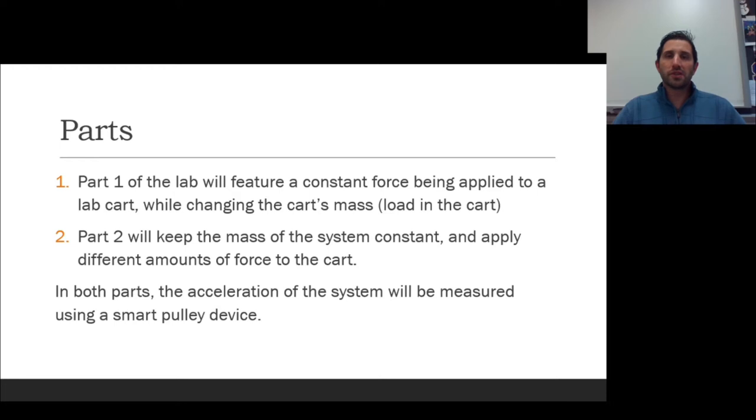In both parts, the acceleration of the system is going to be measured using a smart pulley device, which you'll see when we show you the lab setup. So we're going to transition over to the lab setup where we're going to explain how the equipment is set up and how it works, and then go through data collection with you.